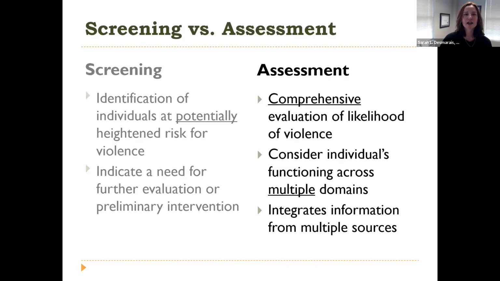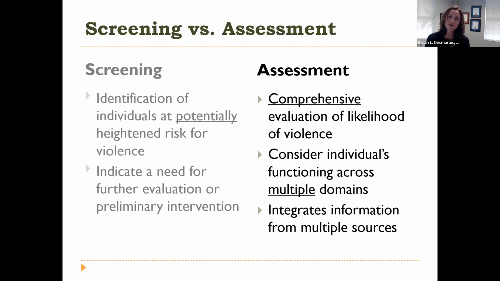Assessment, however, is going to be much more comprehensive. It's going to be more in-depth, and it's going to take more time. It's going to consider individuals' functioning across multiple domains, and it's going to integrate multiple sources of information. And so you might be saying to yourself, that sounds like a lot of work. I mean, frankly, it is, but it should be scaffolded on the work that you're already doing.